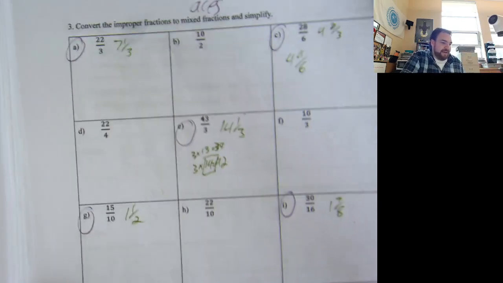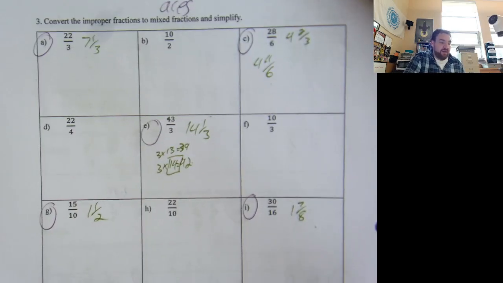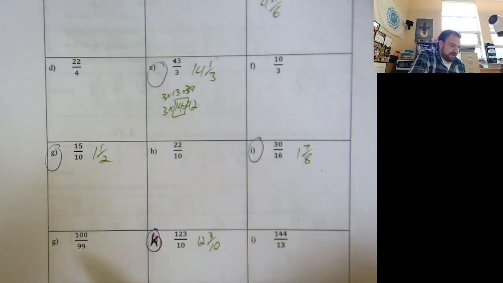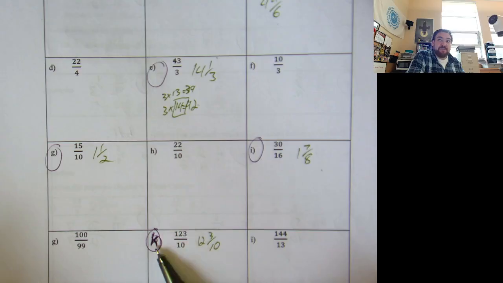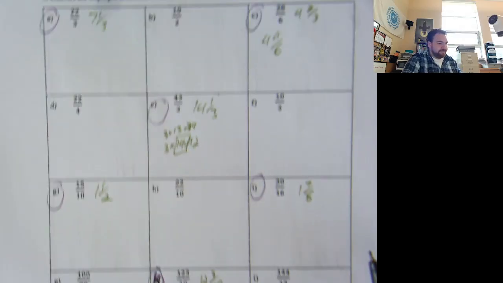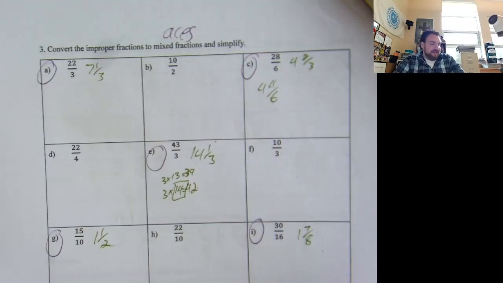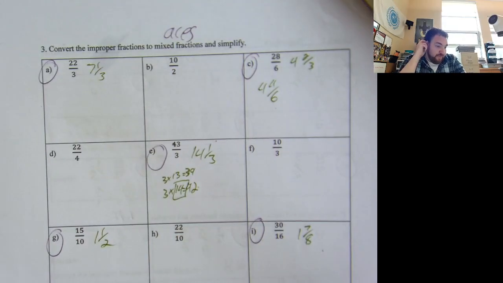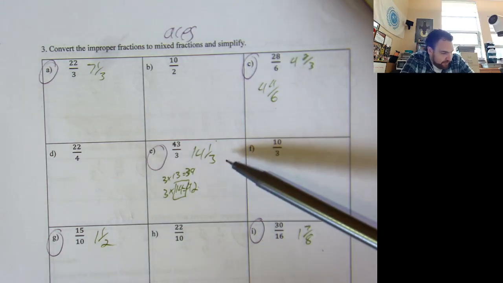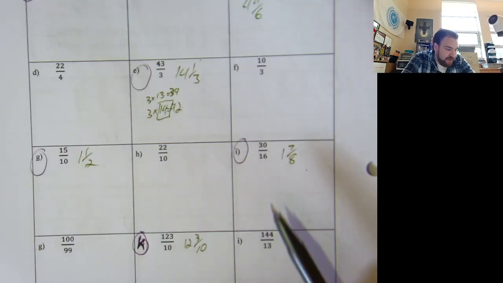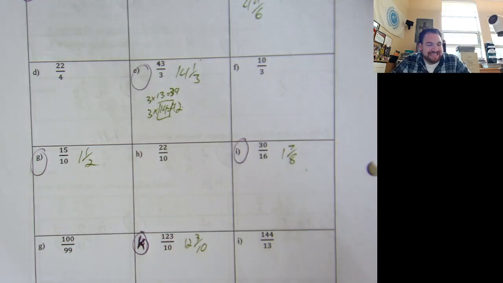Okay, then I wanted you to do aces on this page again, which is A, C, E, G, I, and then, I don't know why it went G, H, and I again, but it would have been this letter down here. Convert the improper to mixed and simplify. So 7 and a third. 4 and 2/3, 14 and 1/3, 1 1/2, 1 and 7/8, and then the bottom one is 12 and 3/10.